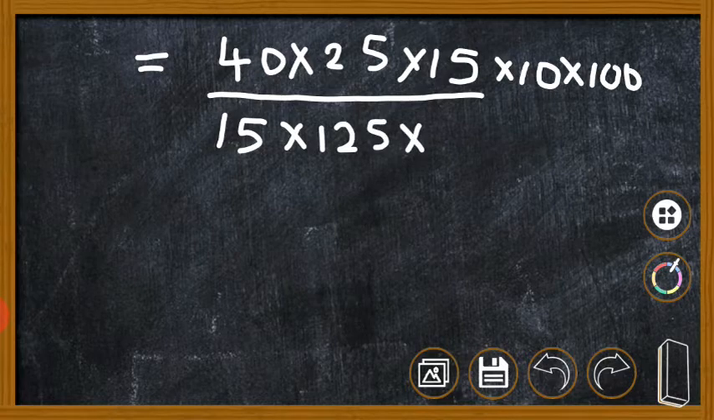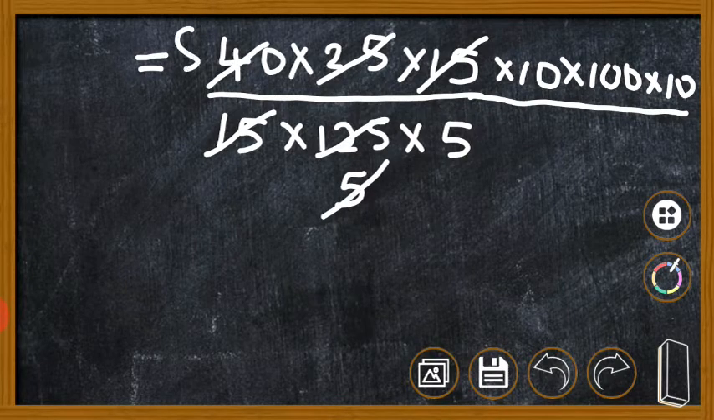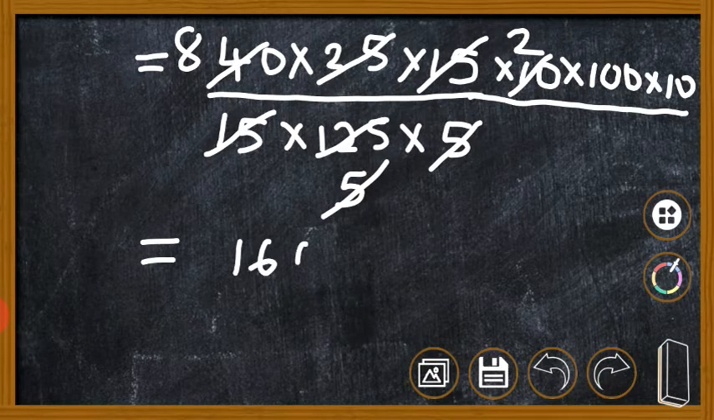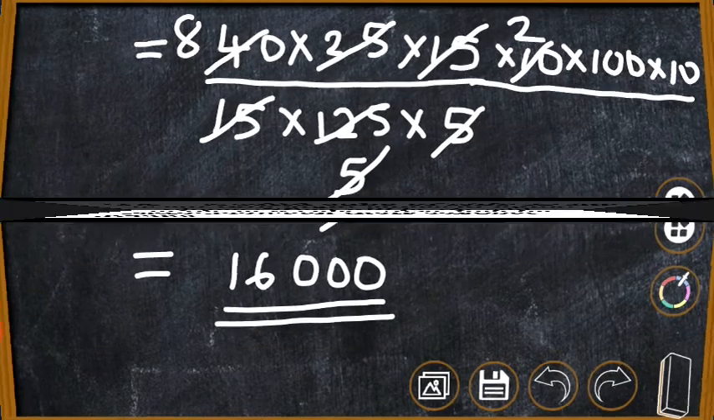And 0.5 we can write as 5 by 10. So the calculation will be very easy. 15 and 15 we can cancel. 25 and 125 we can cancel. It's 5. And here 5 and this is 8 and 5 it is 2. So what is the answer? 8 into 2, 16. Then put 3 more 0. So 16,000 wooden crates can be stored in the godown.